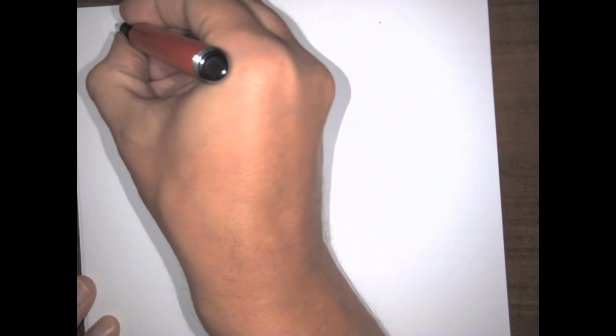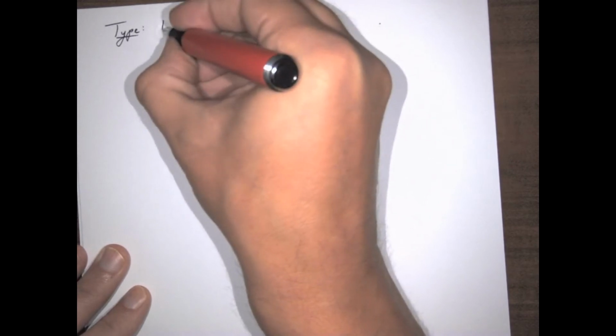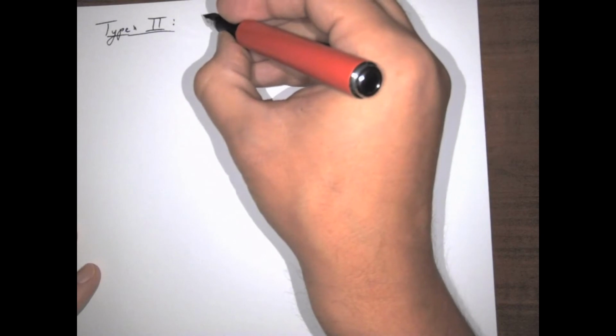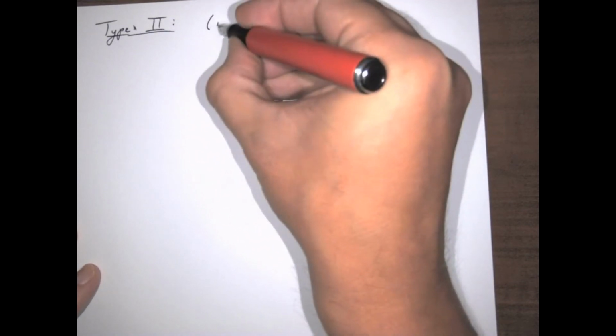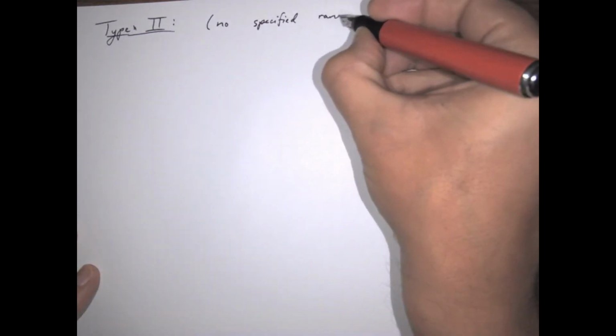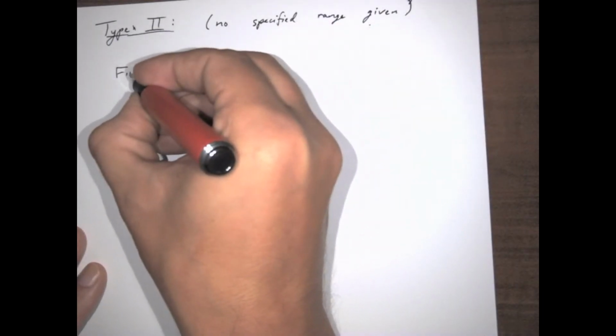Now, that was all type 1. So type 2 of the problems here. So type 1 was all of the problems that involved the specified range of 0 to 2 pi. So here, no specified range given. So this is find the general solution.